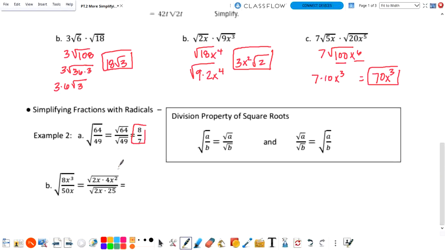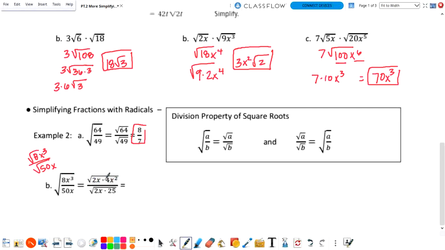All right, let's look at B. So the square root of 8x cubed over 50x. The first thing that they did was separate these into 2 parts, and they already went ahead and factored them out. So instead of saying 8x cubed over the square root of 50x, they broke that down. We know that 8x cubed, we want to break it down where at least one of these is a perfect square. So we can multiply 2x times 4x squared.